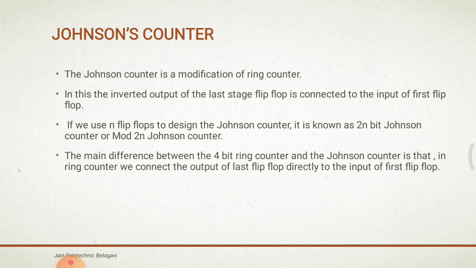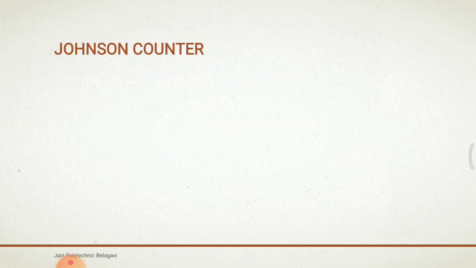So the main difference between the 4-bit ring counter and the Johnson's ring counter is that in the ring counter we connect the output of the last flip-flop directly to the input of the first flip-flop. But in the Johnson's counter we connect the inverted output of the last stage to the input. The Johnson's counter is also known as a twisted ring counter.